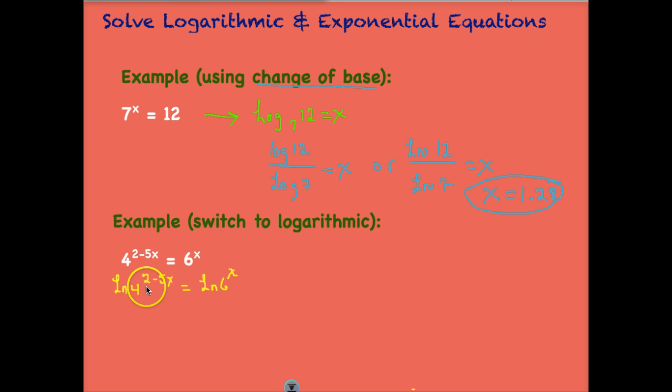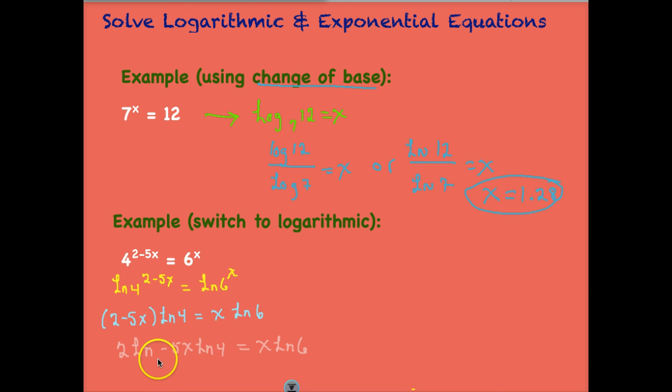So, what can I do now? I have these powers. I'm going to bring them down using the power rule. So, an advantage to switching exponential to logarithm is that I can do that. Since my x's are here in my exponents, I want to bring them down so that I can solve for x. Now that I have this, I can use the distributive property to distribute 2 to the natural log of 4 and negative 5x to the natural log of 4.